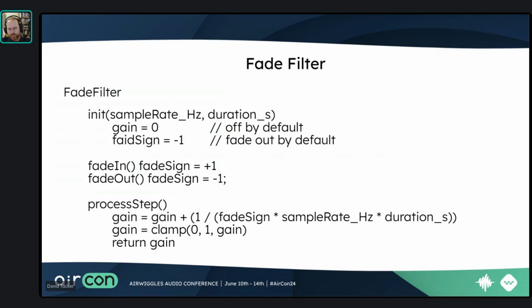What we're going to do by default, we're going to have our fade filter turned off. So we've set our gain to 0, and we've got this parameter fade sign that's set to -1, and that's going to tell us that we're fading out. There's two function calls, fade in and fade out. You can call them at any time, and it'll start the process of ramping in or out the signal. And then in our process step function, we're just going to take our previous gain, increment it by the math needed to take the next step in the time allotted, and then clamp it to +/-1. So there's really nothing much to it. It's super easy.